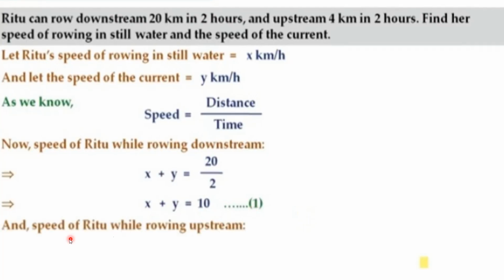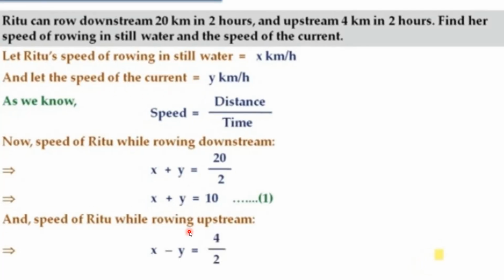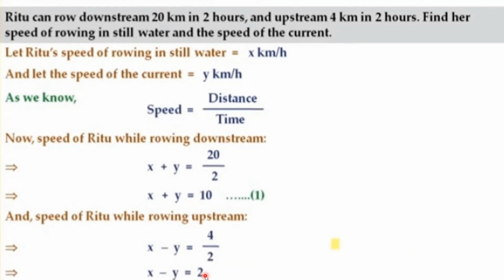Now I need to find the speed of Ritu while rowing upstream. As I have said, upstream means I should subtract the speed of the current from the speed of the rowing in still water. So x minus y is equal to, here what is the distance children? 4 kilometer in 2 hours. Therefore 4 by 2, so x minus y is equal to 2. I am going to take this as equation number 2.